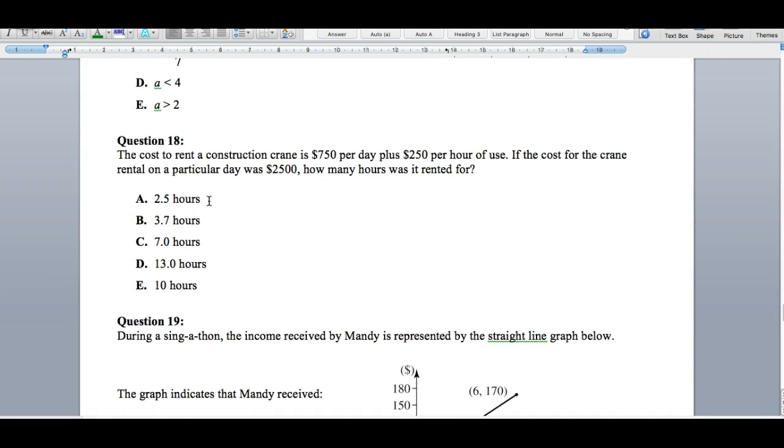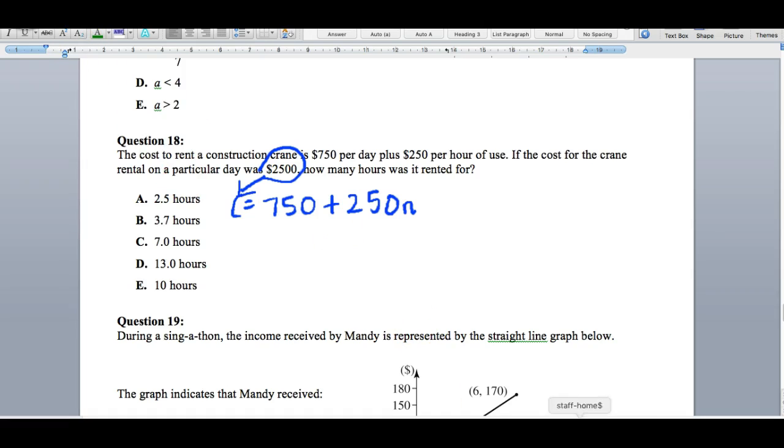The cost to rent a construction crane is $750 per day plus $250 per hour. If the cost of crane rental on a particular day was $2,500, how many hours was it rented for? A little bit harder, so let's just get the equation first. Our equation is C equals $750, a flat fee, plus $250 per hour, so $250 times N, where N represents the number of hours. Now I know that the cost is $2,500, so that's where the $2,500 goes.